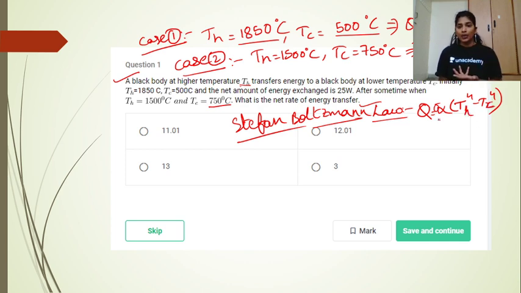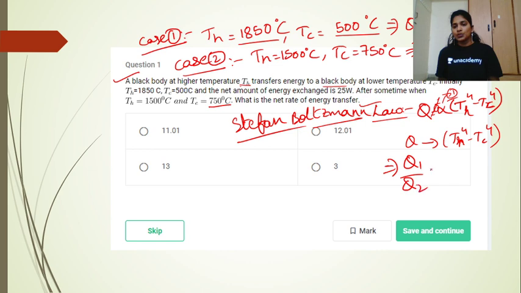So as this is a black body, alpha will be equal to 1, right? So both of them are black bodies, right? So alpha will be equal to 1 and sigma, which is the Stefan-Boltzmann constant, is the same in both cases, right? So from this, if you compare the first case and second case, Q is only depending upon TH power 4 minus TC power 4, right? So what you can do, Q1 by Q2 is equal to TH power 4 minus TC power 4 in the first case by TH power 4 minus TC power 4 in the second case.